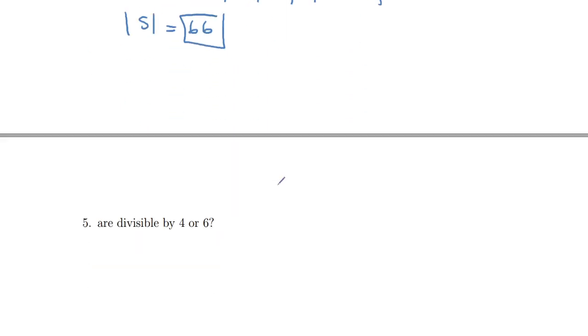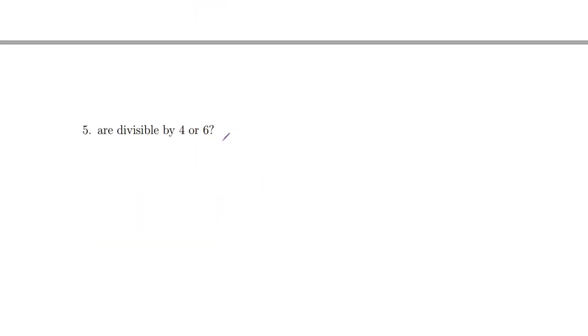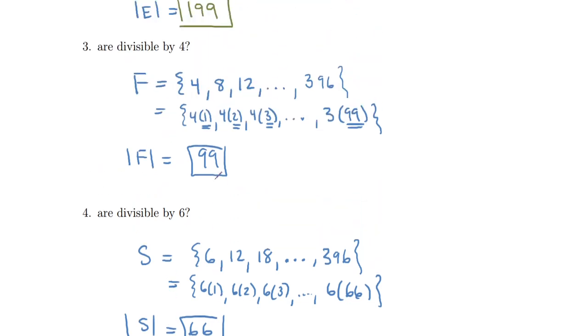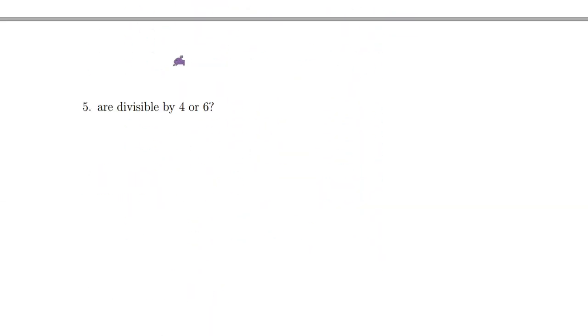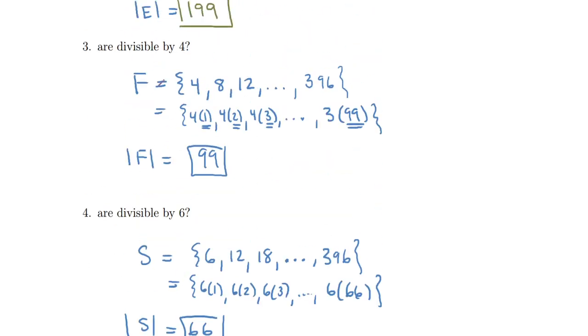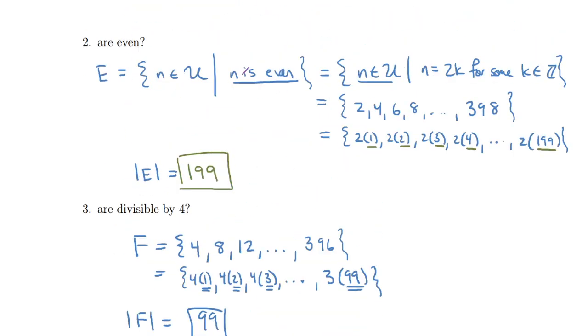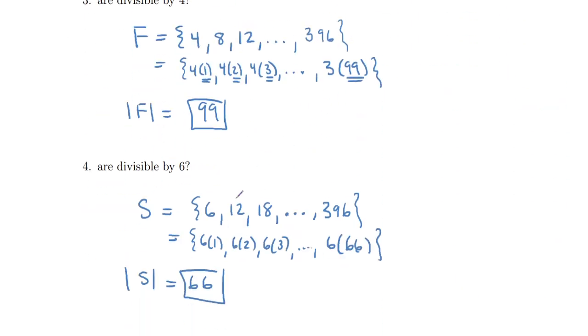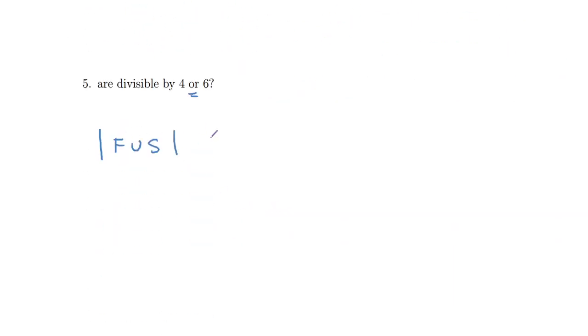Okay, and are divisible by 4 or 6. Do you see that because of this work here, if you want to figure out how many are divisible by 4 or 6, that's a union, right? So how many would that be? That would be the size of the union of F and S, because F was the set of things in this original universe that are divisible by 4, and S was divisible by 6. So you're figuring out this union now. Using inclusion-exclusion, this would be the size of F plus the size of S minus the size of the intersection.